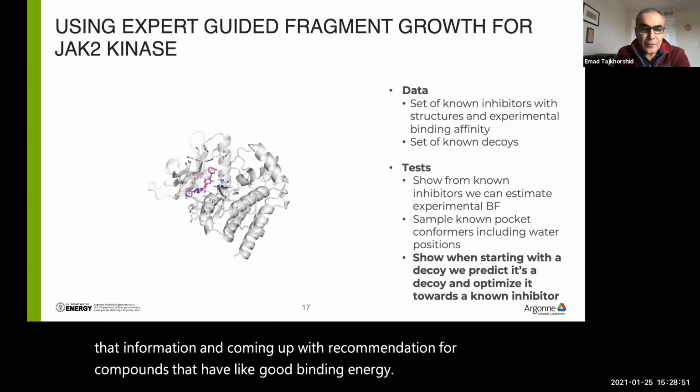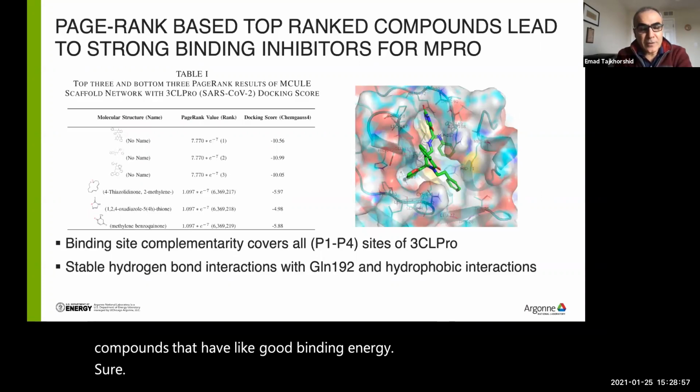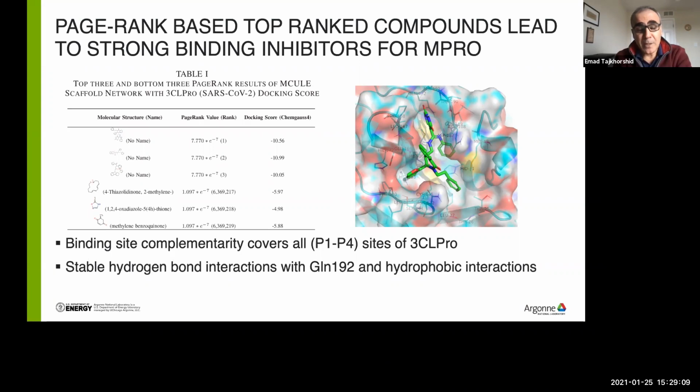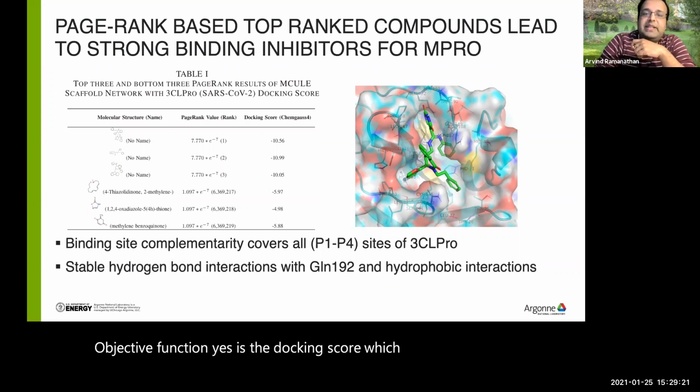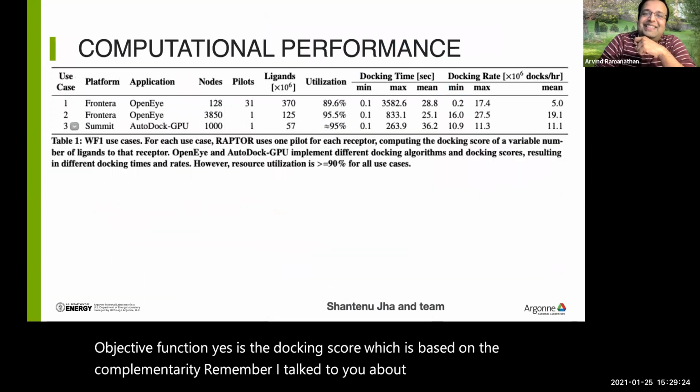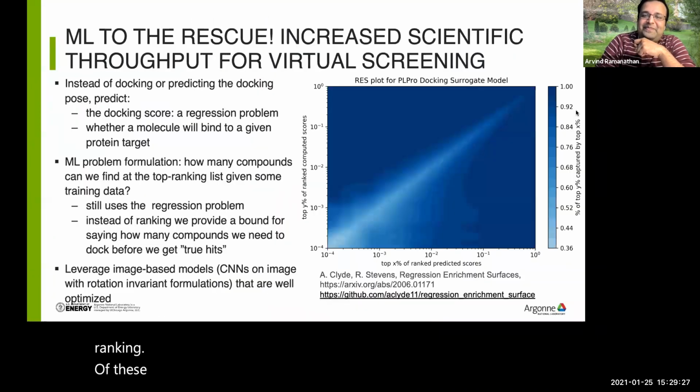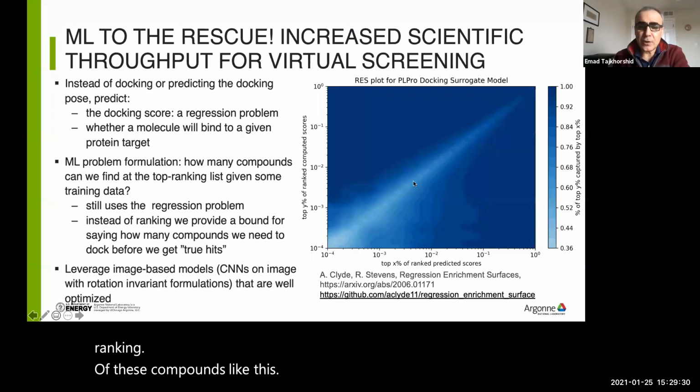Can I ask you a question? I'm sure many of our molecular scientist students might have it. I have 2 quite related questions. One is the chemical space that you define, or the descriptors that you use for these many molecules. What are those? And then your objective function is the docking score that you... Objective function, yes, is the docking score, which is based on the complementarity. Remember, I talked to you about the relative ranking of these compounds like this. So you do docking for all of these, so you know the answer, and then that is your objective function.